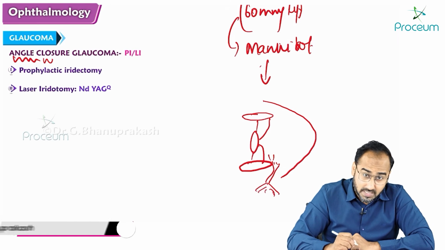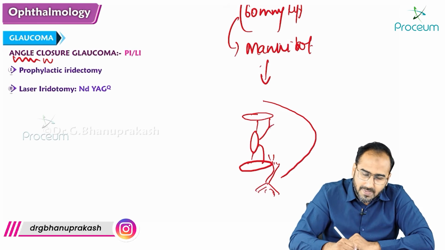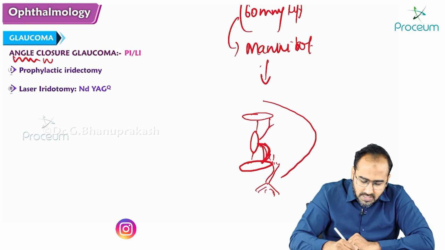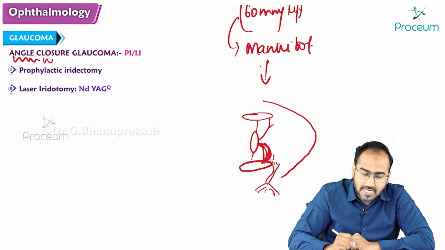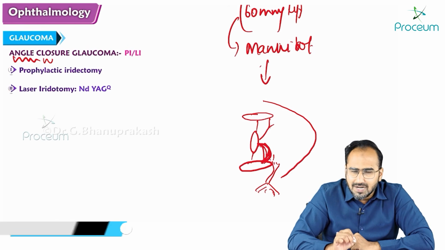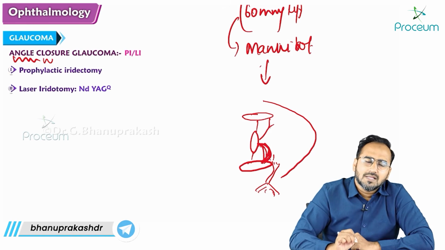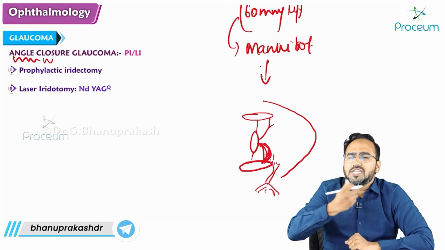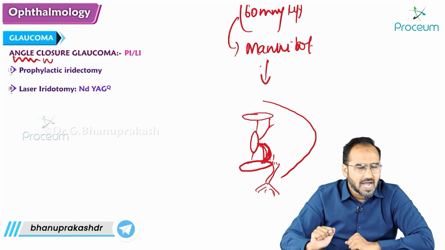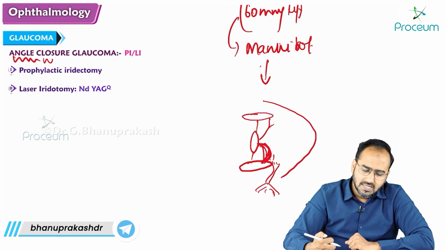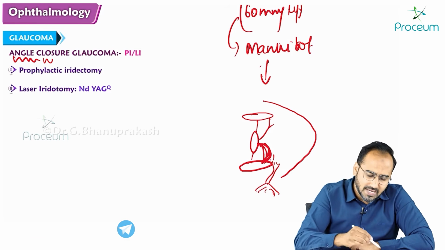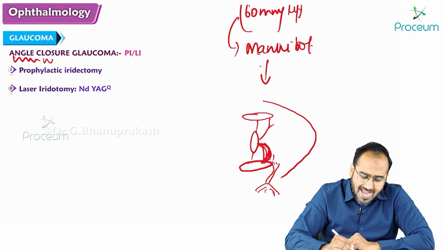Remember, the basic pathology of angle closure glaucoma is a mid-dilated pupil that leads to posterior synechiae. As there is posterior synechiae, what happens? Iris bombe. Iris gets bulged. Due to the bulging of the iris, the angle is closed. So in angle closure glaucoma, what should be my aim? The iris that is stuck to the lens, I should remove that iris from the lens. So what should I go for? I will go for iridotomy.